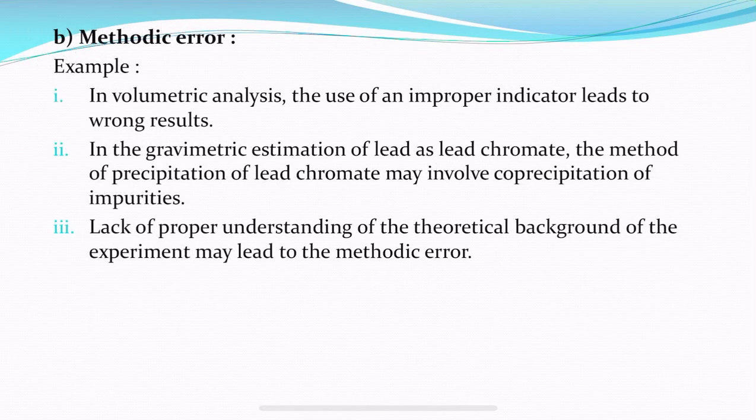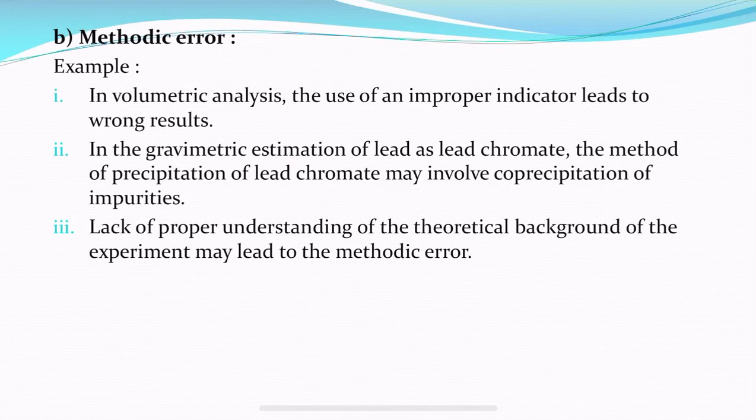And the next type is a methodic error. For example, in volumetric analysis, the use of an improper indicator leads to wrong results. Okay, so this is method. Method means which procedure we are using, on which basis we are examining the experiment. So that completely depends upon the experimental methods.